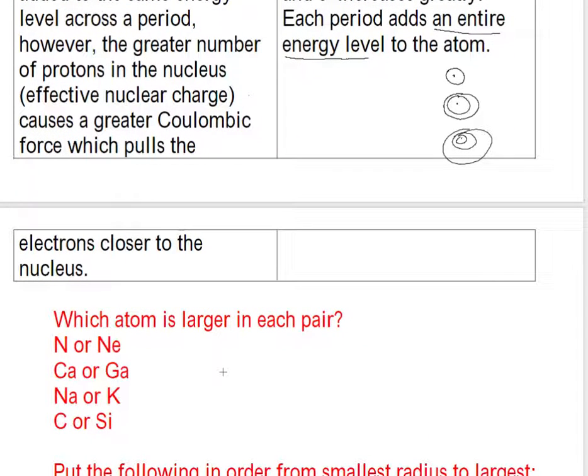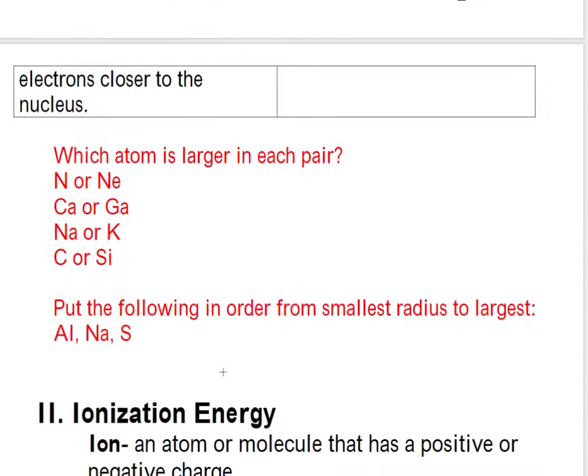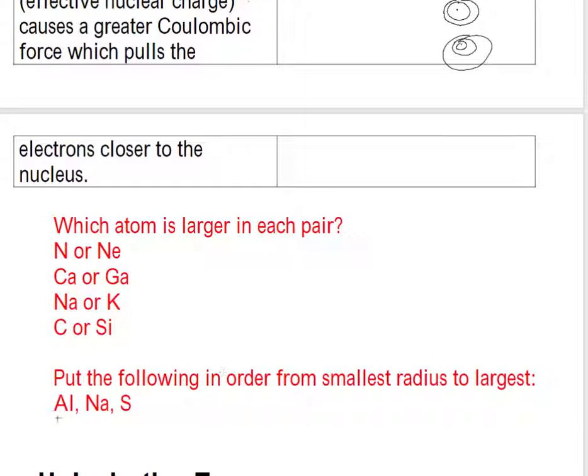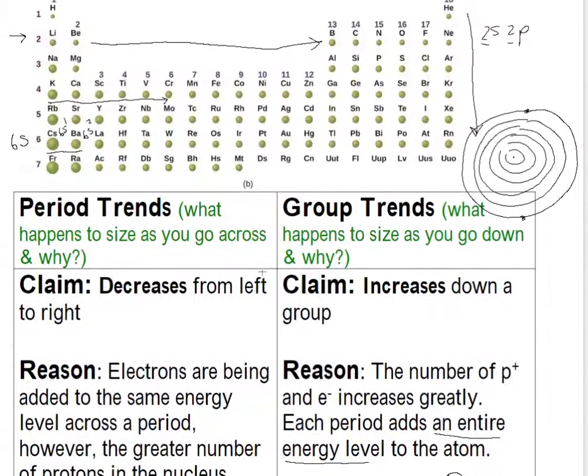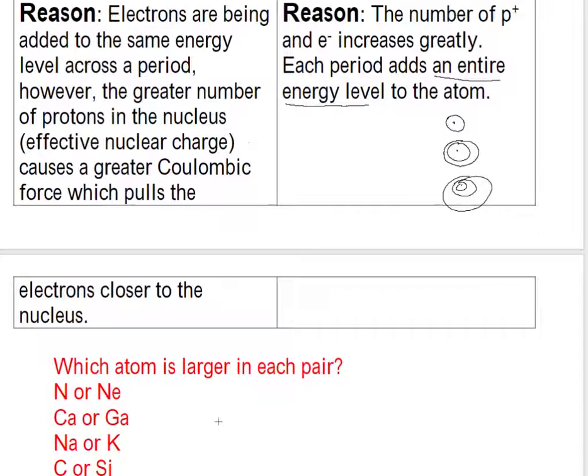Which atom is larger in each pair? And then we're going to put these 3 elements in order from smallest to largest. Okay, between nitrogen and neon, we're going to need to use the periodic table to look at where they're at. Nitrogen is right here, and neon is right here. What happens as you go to the right? We said they get smaller, so that means nitrogen should be a larger atom than neon. So which is larger? Nitrogen.